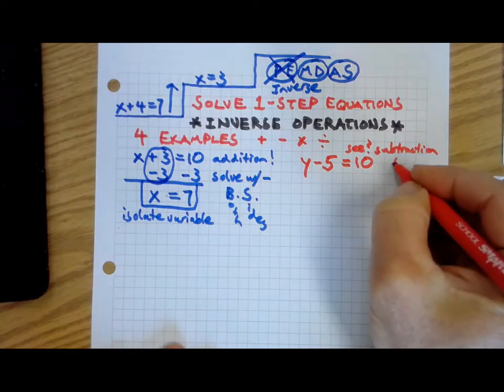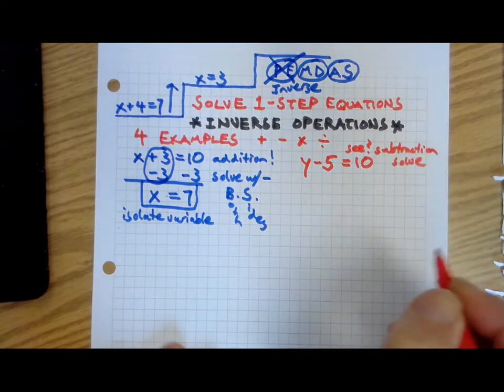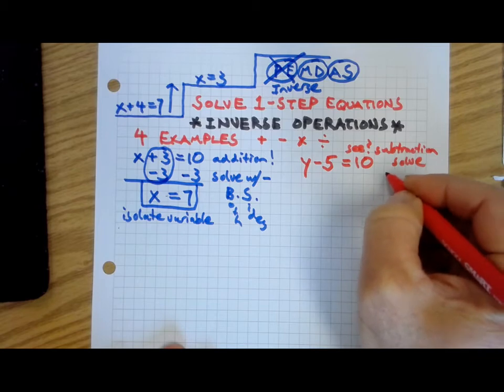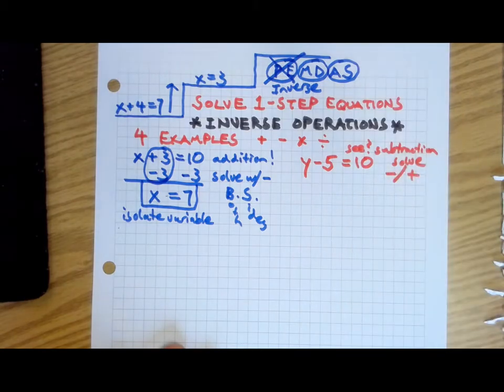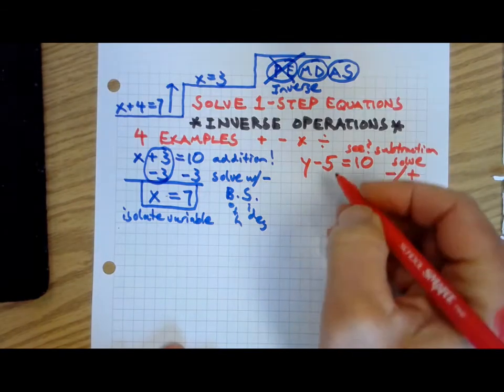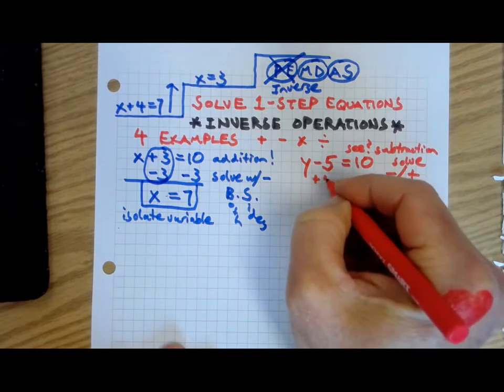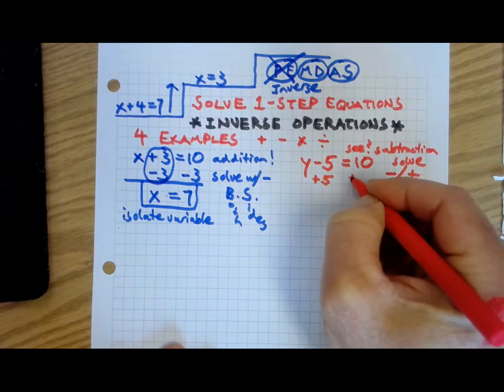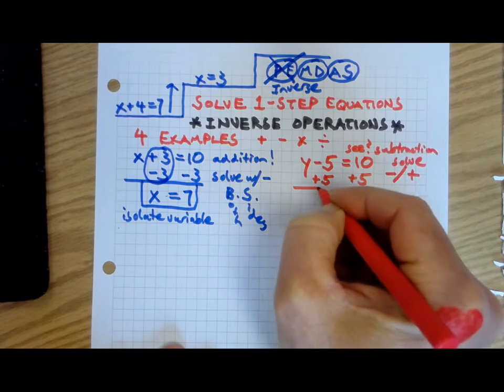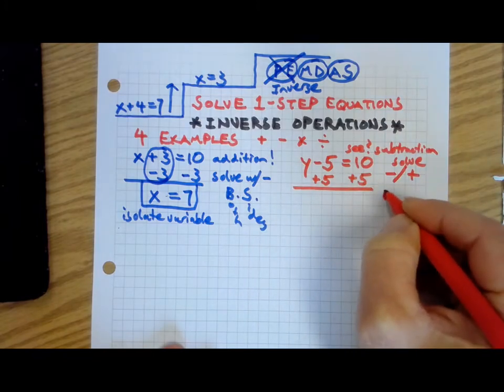So how do we solve? What's the inverse of subtraction? We solve it with addition. What are we subtracting? 5. So let's go ahead and add 5 to, what is it? Both sides.